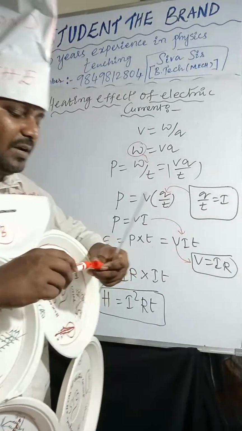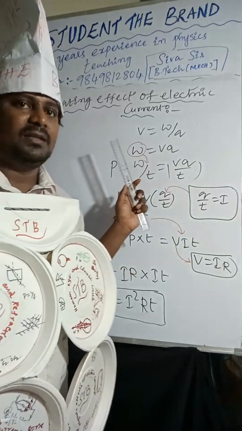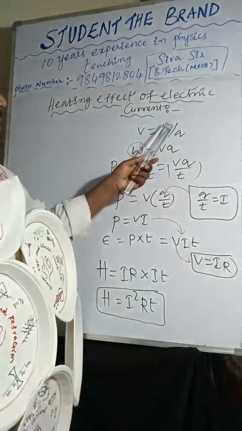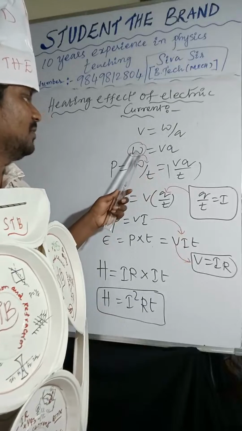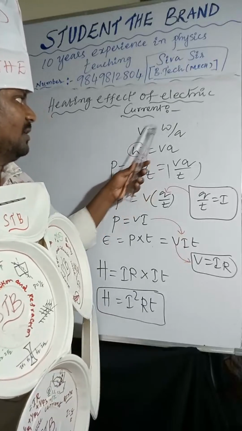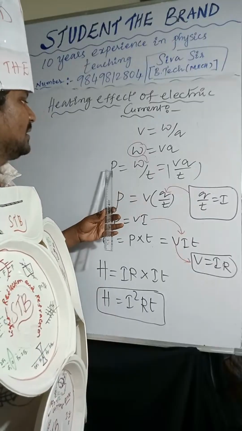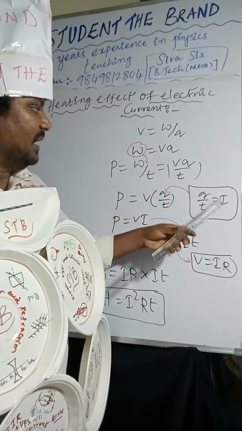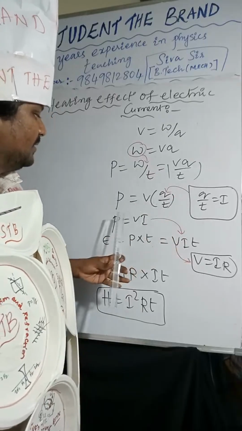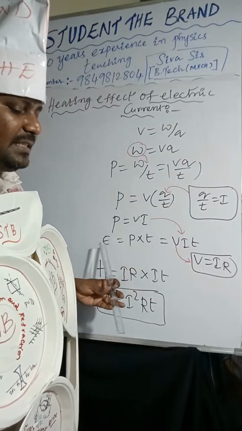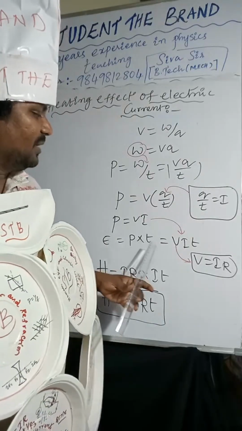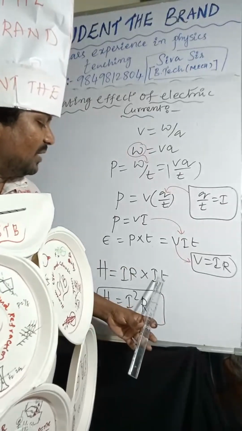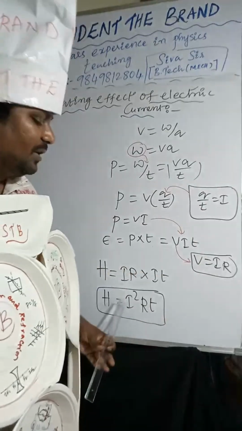I hope it is very clear to all. So one check here. Potential difference, V equal to W by Q. W equal to V into Q. Electrical power equal to rate of doing work. So P equal to VQ by T. Q by T is I. So P equal to VI. Electrical energy given to the conductor is nothing but P into T. So P equal to VI, V equal to IR. So H equal to IR into IT. So H equal to I square RT.